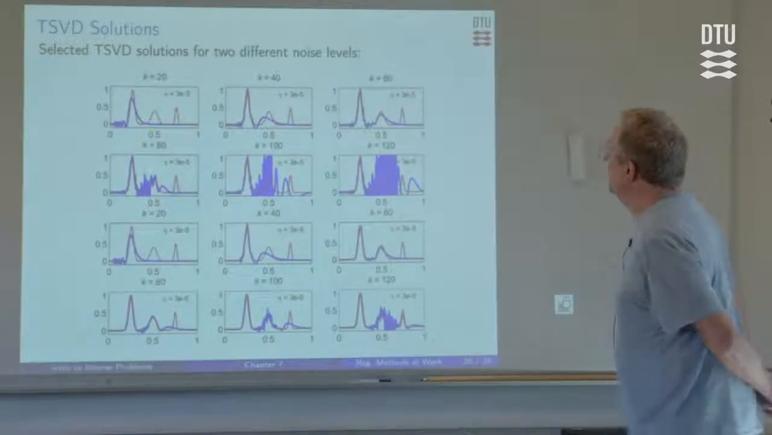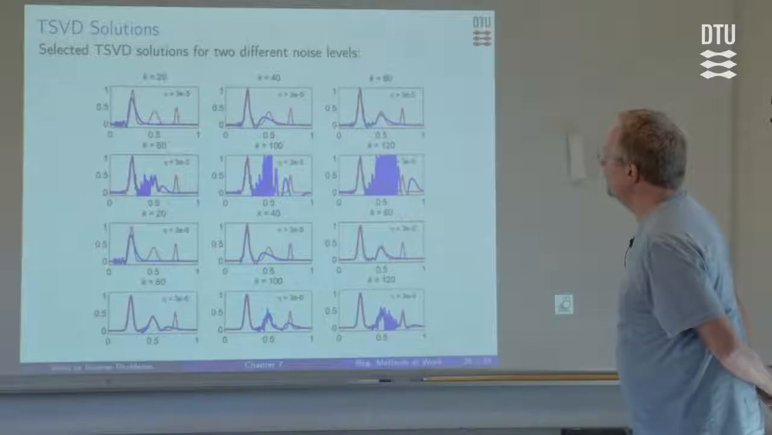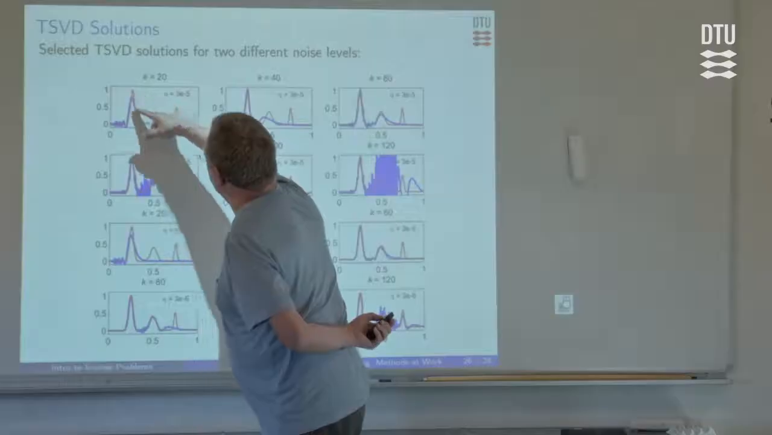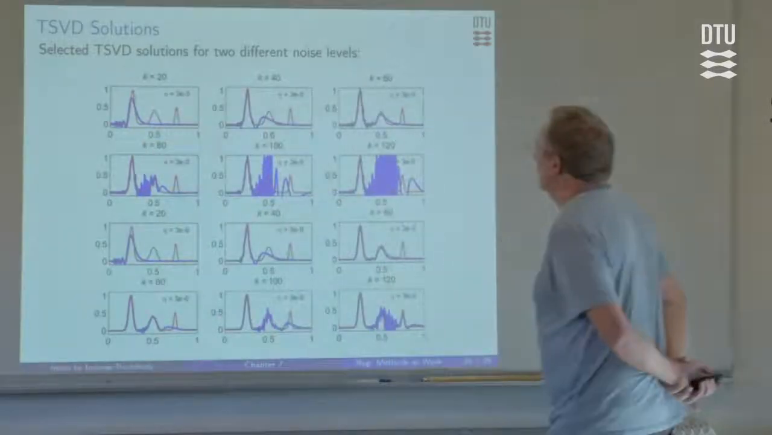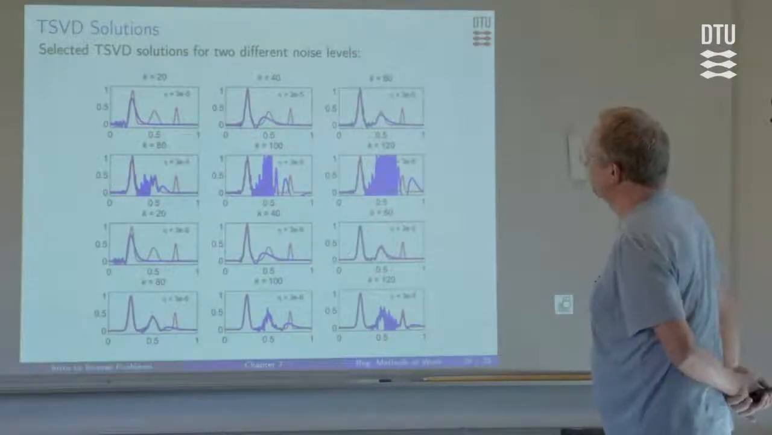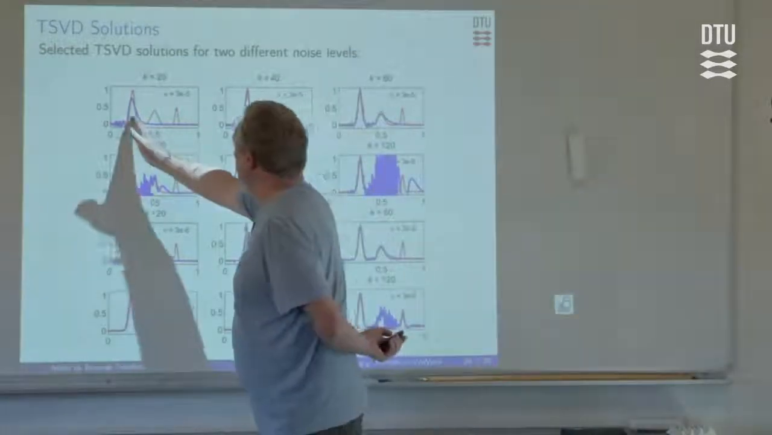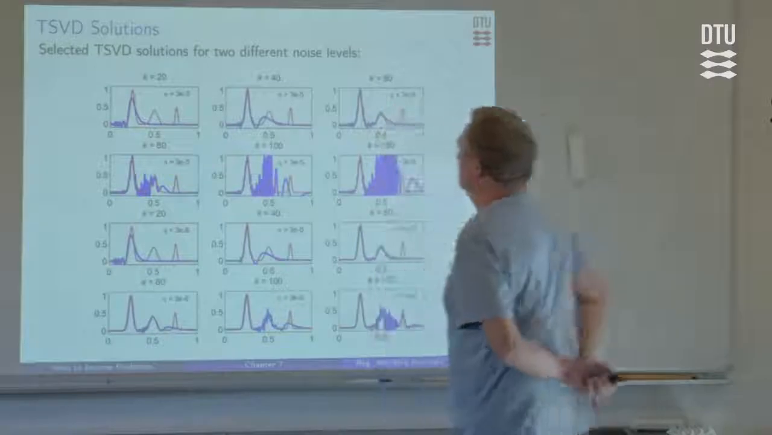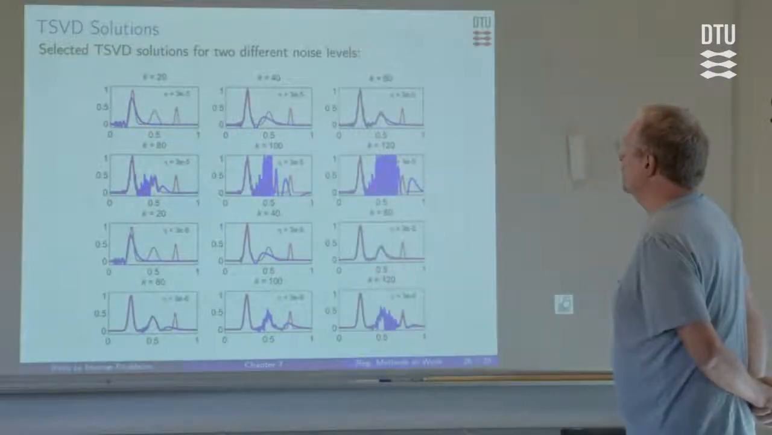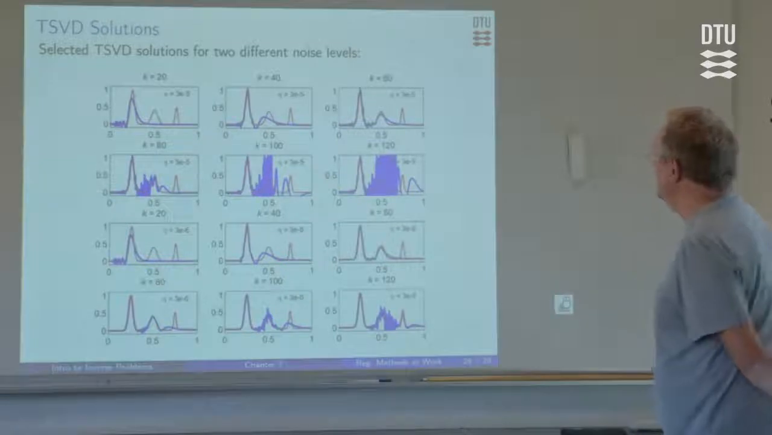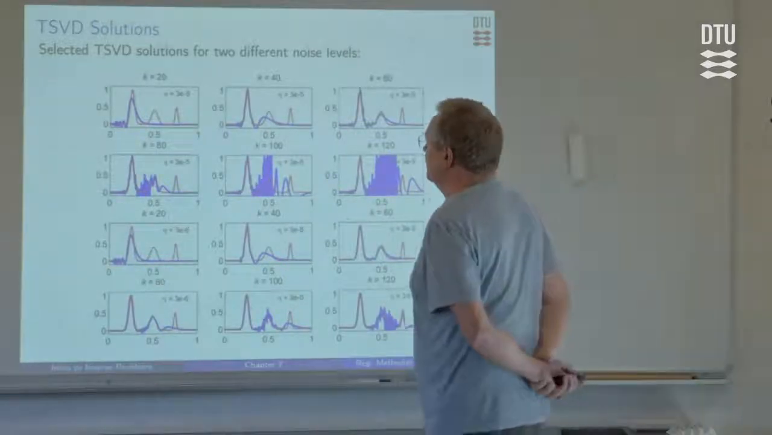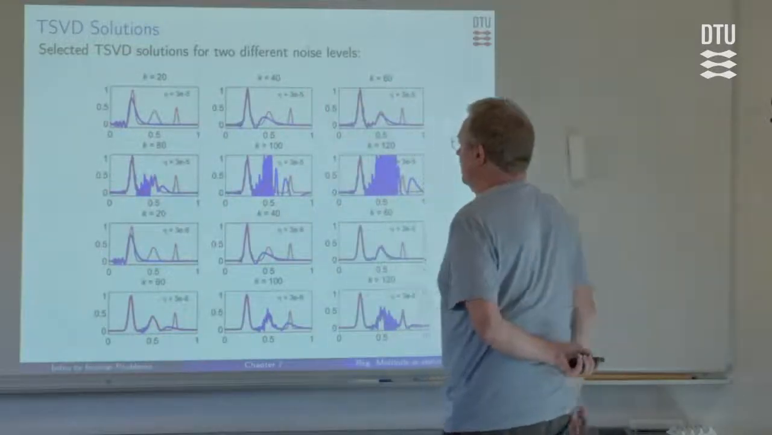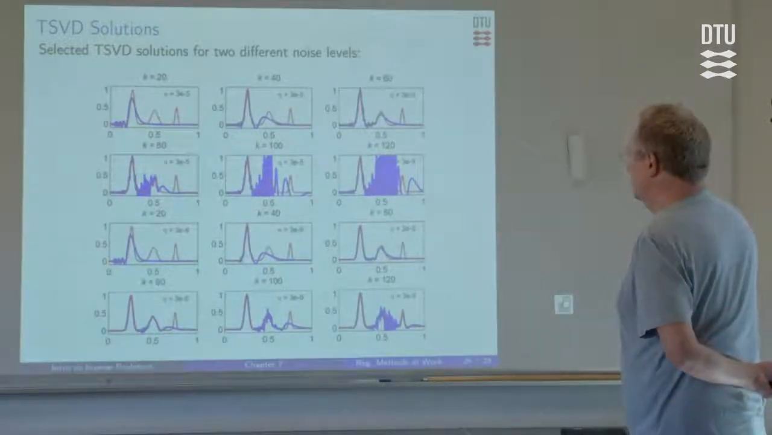And here's the test problem, and here are some reconstructions. So my exact function that I'm trying to reconstruct is the red guy here. And it was constructed in such a way that it has three humps. So like one particular layer of paint, say, close to the surface, another one further down, and yet another one even further down. And then we compute regularized solutions by means of truncated SVD. And I show the solutions here for different truncation parameters, 20, 40, 60, and so on and so forth.